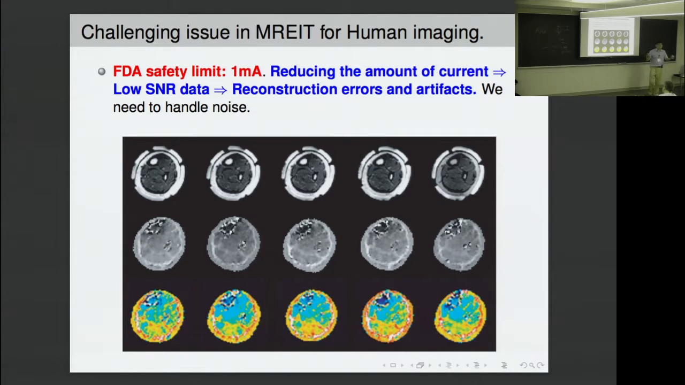Okay. In the animal experiment, you have to give enough current to get a good image. But in the human body case, I cannot apply enough current. The safety limit is 4 milliampere, but our experiment says 5 milliampere is needed to get the previous images. So somehow you have to cut out this 80%. Reducing the amount of the current lowers the signal to noise ratio, and then this produces reconstruction artifacts. You need to handle the noise.